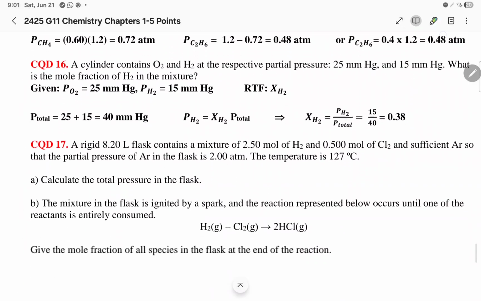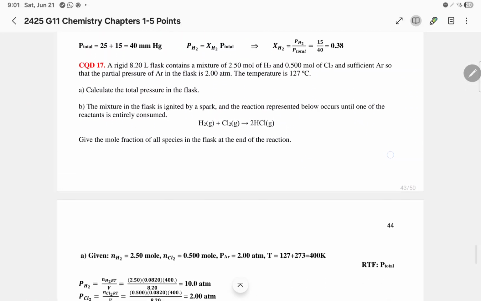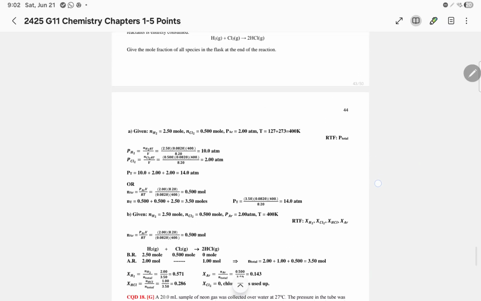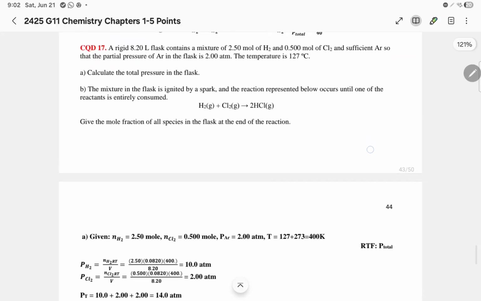Moving on. This chapter so far is really easy, this part. Now, CQD 17. So you have a rigid 8.2 liter flask containing a mixture of 2.5 moles of H2, 0.5 moles of Cl2, and sufficient argon so that the partial pressure of argon is 2 atmospheres. And the temperature is this.